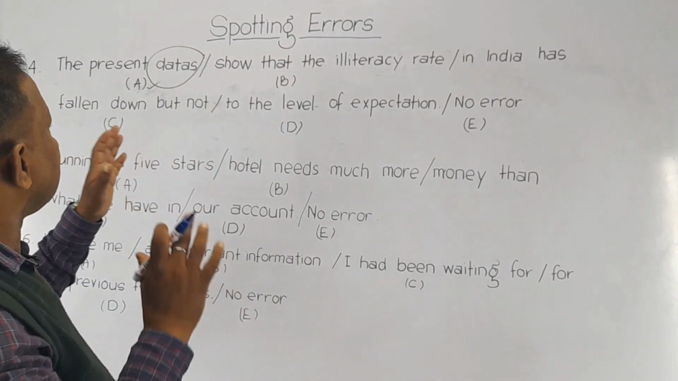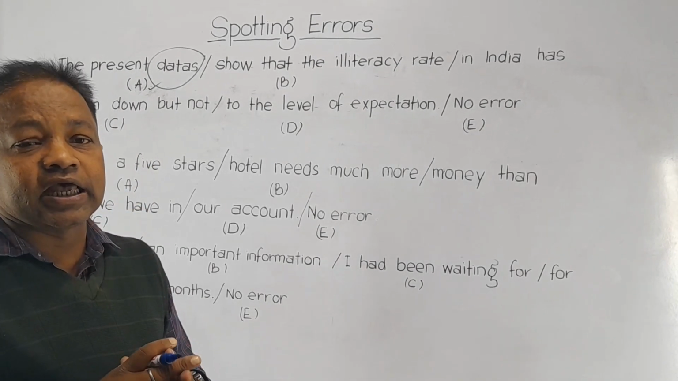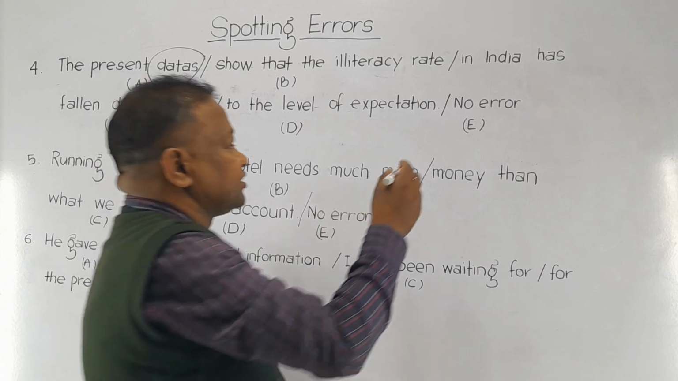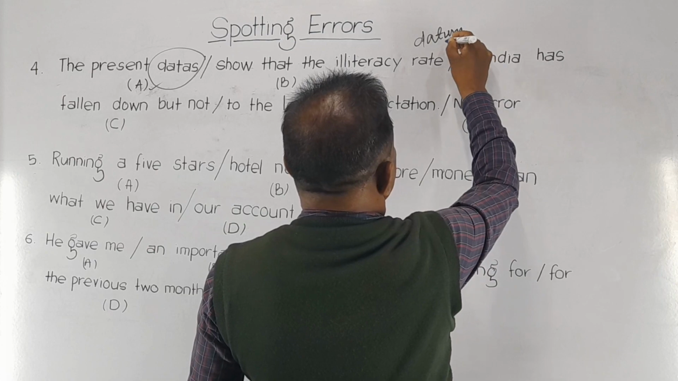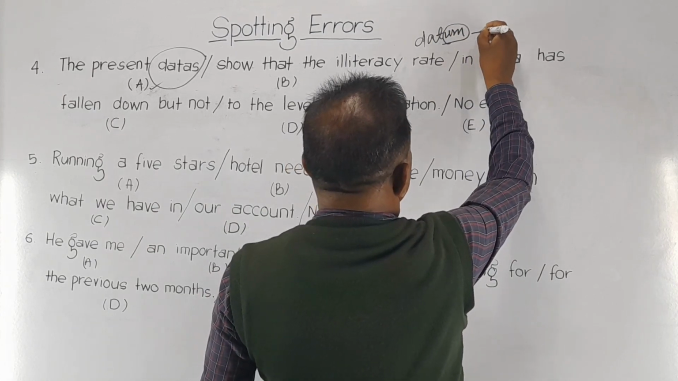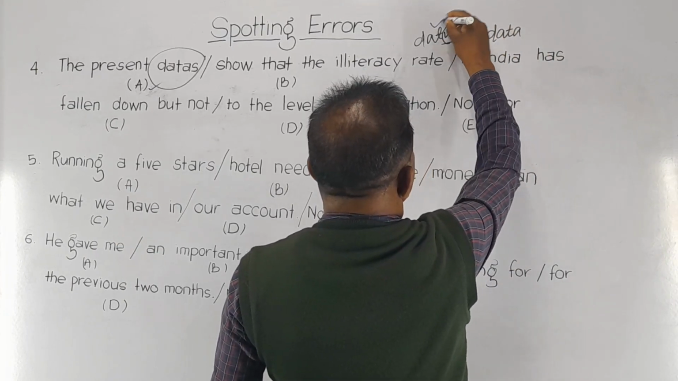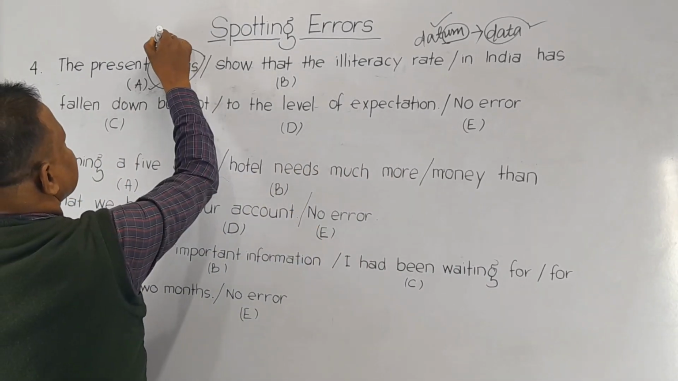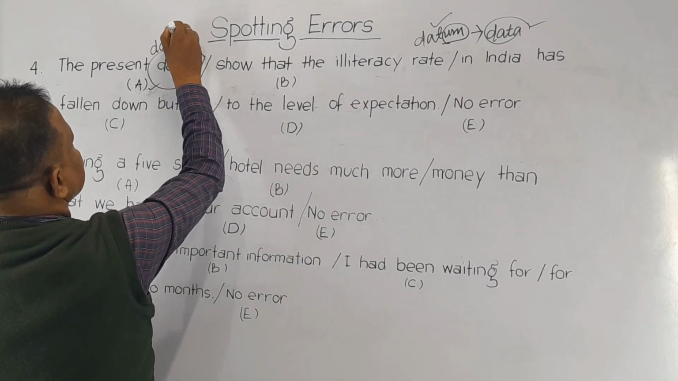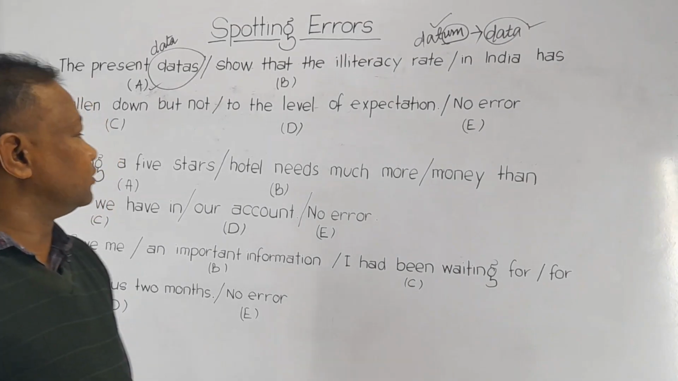Let's know how. You know, there are some Latin nouns that end in um, for example, datum. If the noun ends in um, when you change it into plural, you need to add a. Singular is datum, plural is data. So you should not write datus. The correct answer is data: the present data show that the illiteracy rate in India has fallen down but not to the level of expectation.